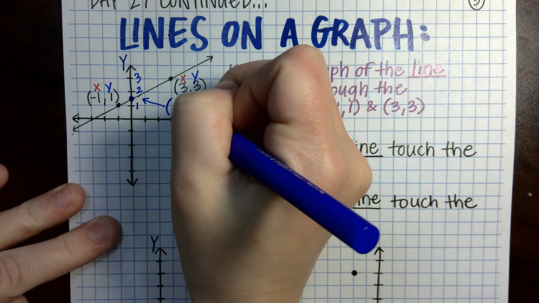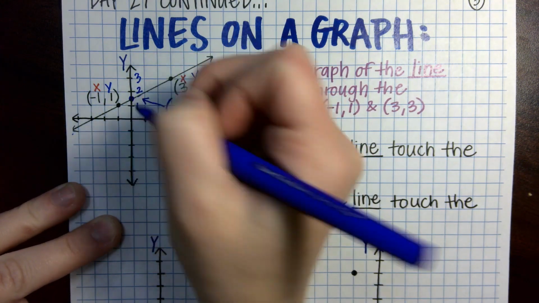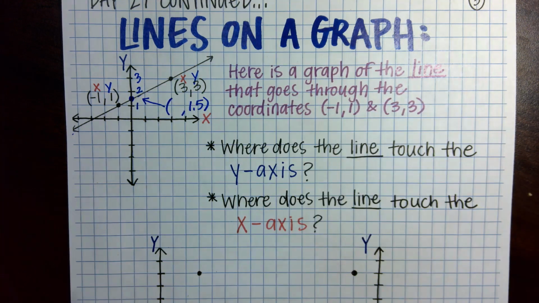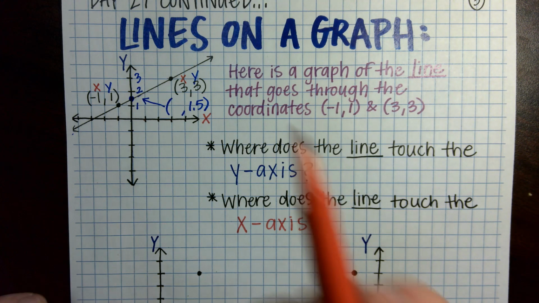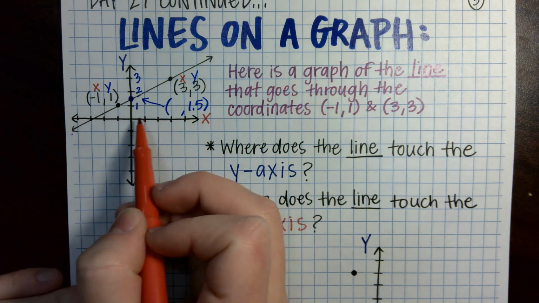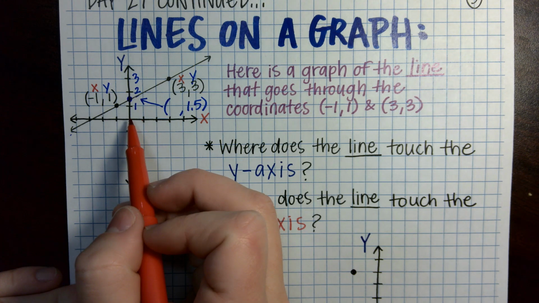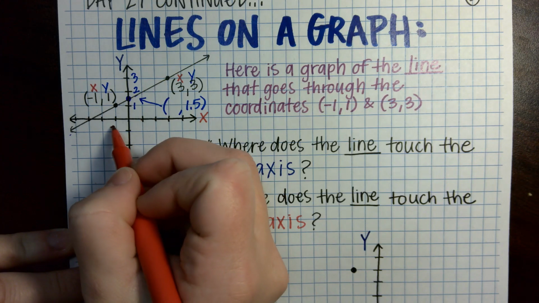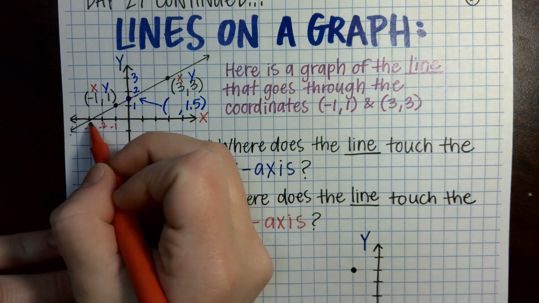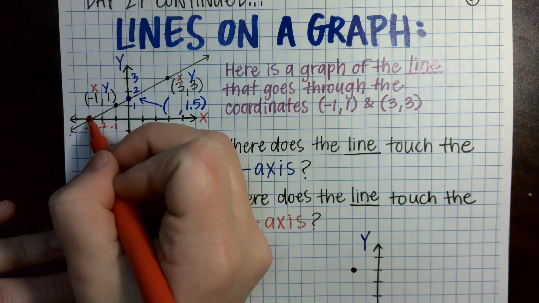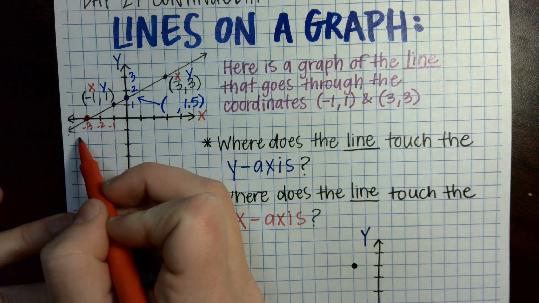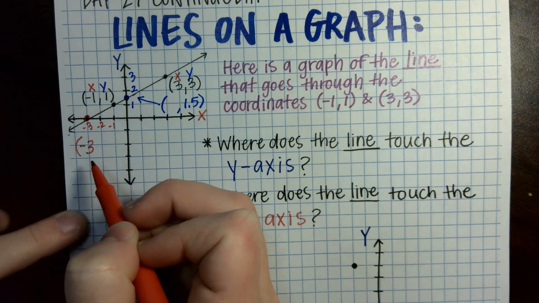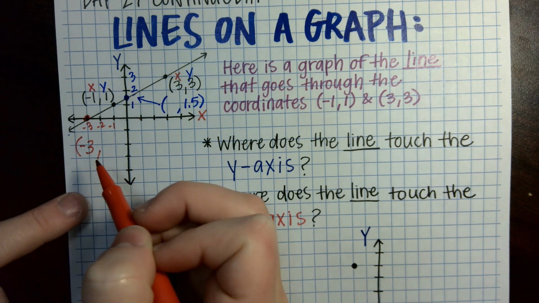Our y value is going to be about 1.5. So I'm going to put 1.5 in the y spot. And where are we on the x-axis? On the -3. Yeah, I've got -1, -2, -3. So my line touches about -3 on the x-axis. So if I were to make another coordinate, I'm going to go ahead and put -3 in my x spot.